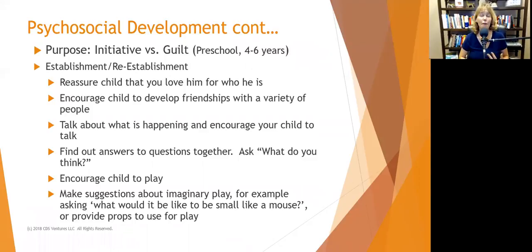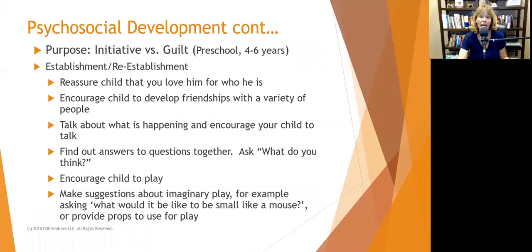Talk about what's happening and encourage your child to talk. Find out answers for questions together. At this age they're really curious, so instead of telling them how to think, ask them, well, what do you think about that? Or instead of telling them the answer to something, say, how do you think we can find the answer to that? So encourage them to start developing problem-solving skills.